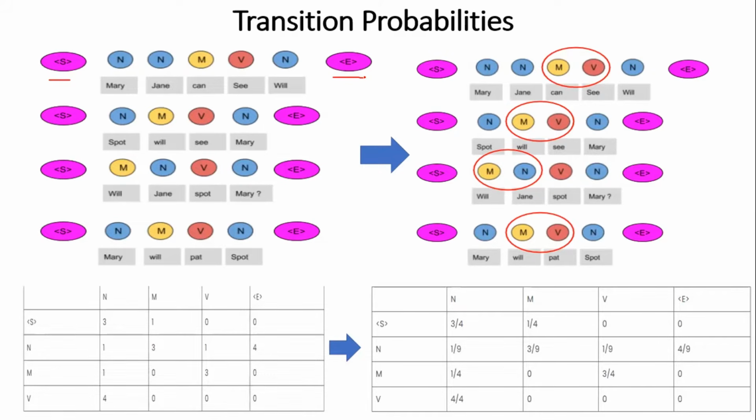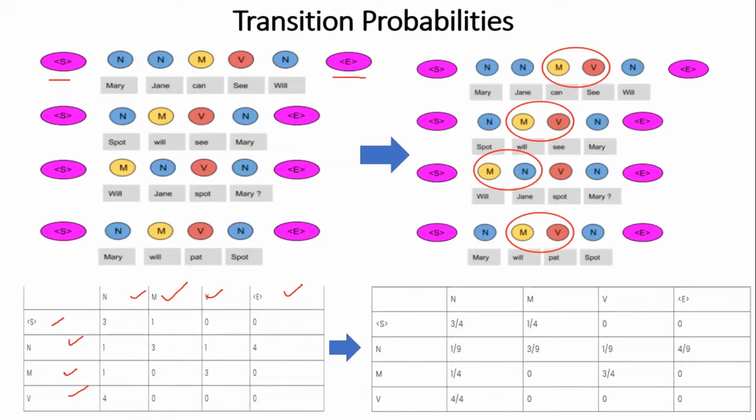And now you need to create a table from this. That becomes your transition probability table. So take the start word followed by POS tags, that is noun, modal, and verb. And here you can take noun, modal, and verb followed by end.